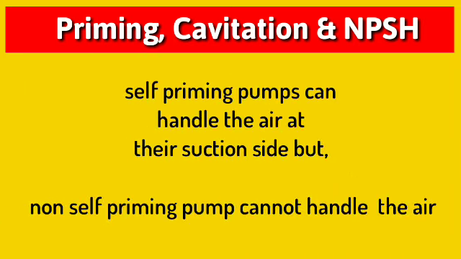In other words, if a pump can suck the air from its suction side, remove it and then bring the liquid to its casing, then it is called a self-priming pump. It means a self-priming pump can handle the air, but a non-self-priming pump cannot handle the air.